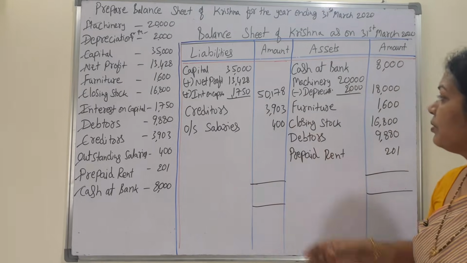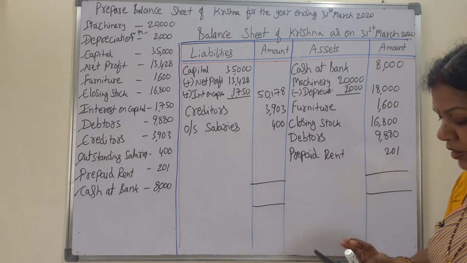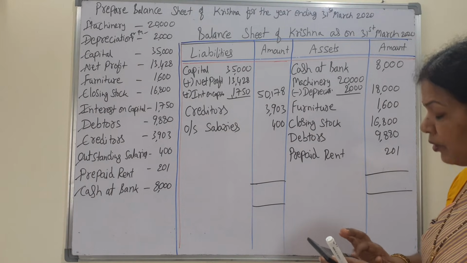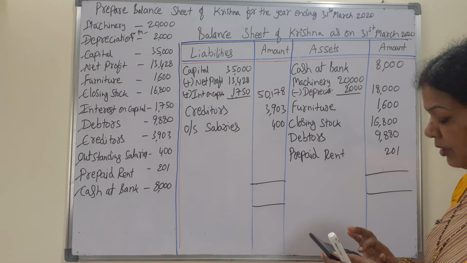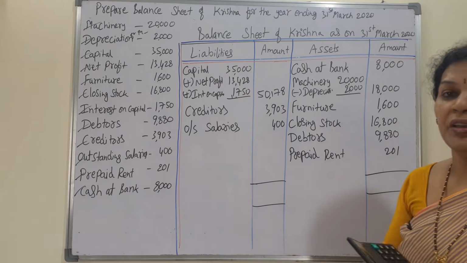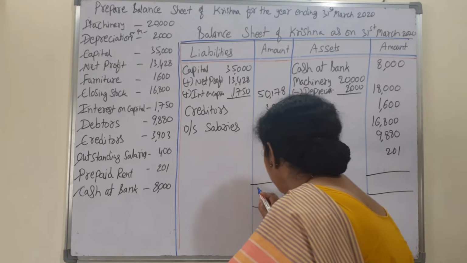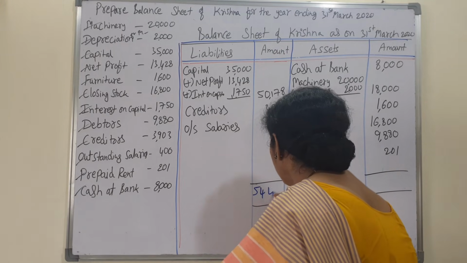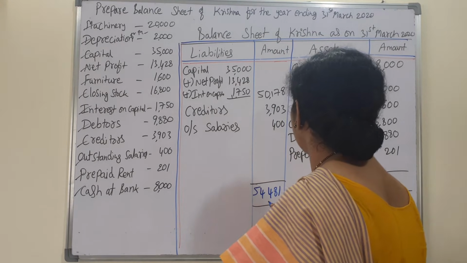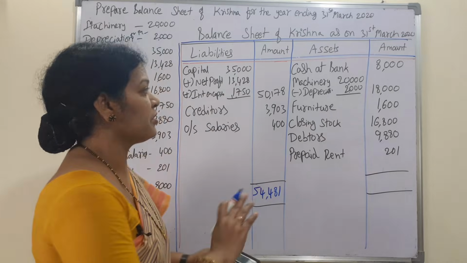Now we'll use the calculator. 50,178 plus 3,903 plus 400. It is 54,481. The same amount it should be on the asset side also.